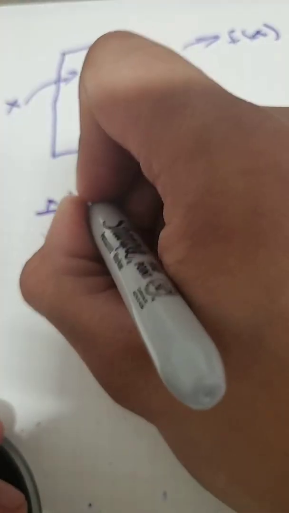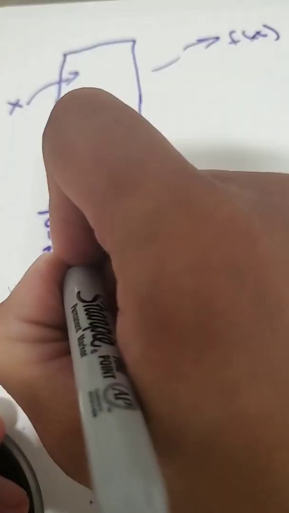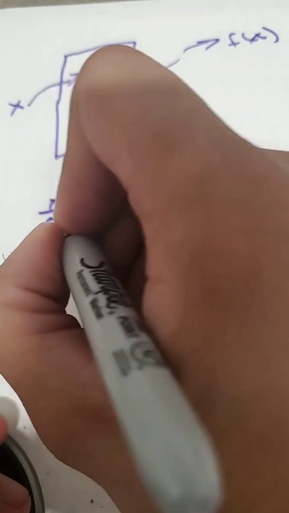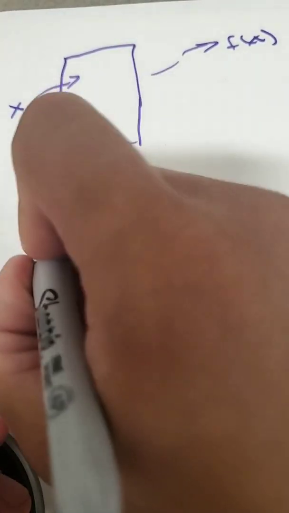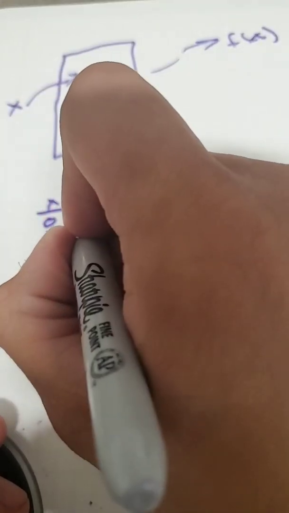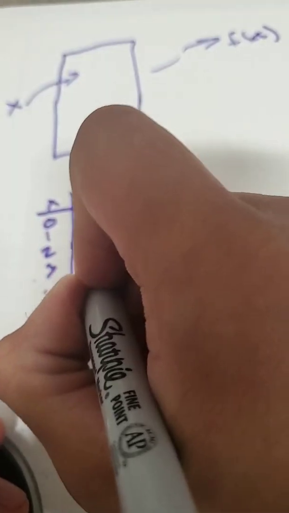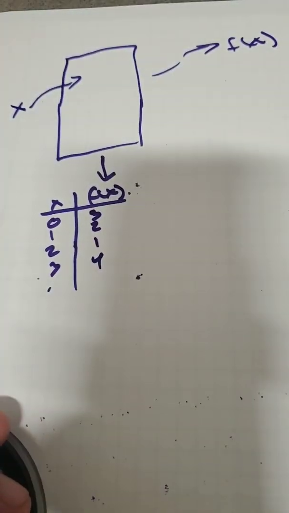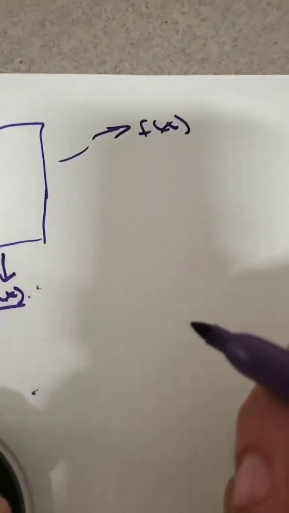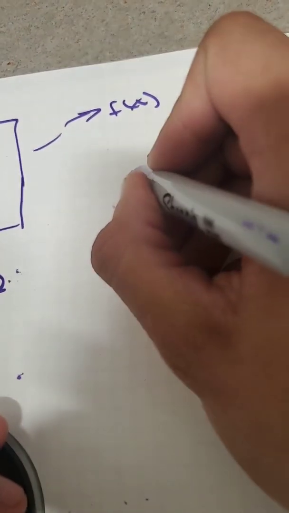Meaning if we draw a t-chart, we have, say, 0, 1, 2, and 3. One unique input gives us a unique output. So for one x, there's one y: 3, 2, 1, 4, different outputs. Now, a question for you guys: is this a function? Feel free to pause it if you need to.